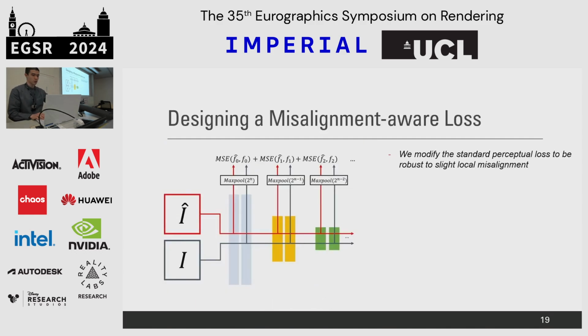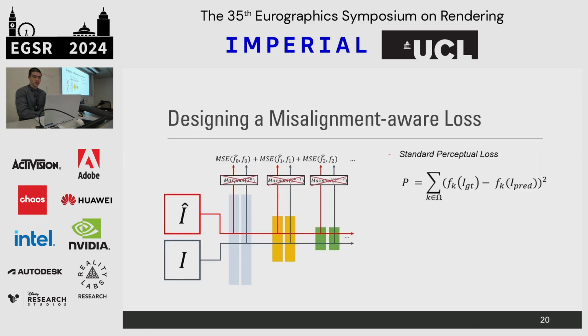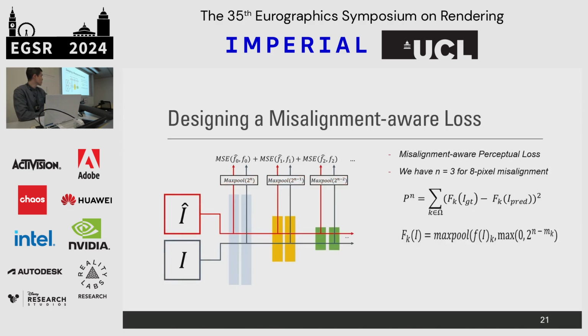To do this, we propose a simple modification of a standard perceptual loss by adding a max pooling operation to the extracted features, creating what we call a misalignment-aware perceptual loss. Note that a standard perceptual loss calculates the squared distance between the features of images extracted at different depths from a pre-trained classification network. By adding a pooling layer before calculating the difference, we only compare the maximum activation in a local area, which is more robust to slight movements and misalignments. Note that the window of the max pooling will shrink as we go into deeper layers since they output lower resolution features.